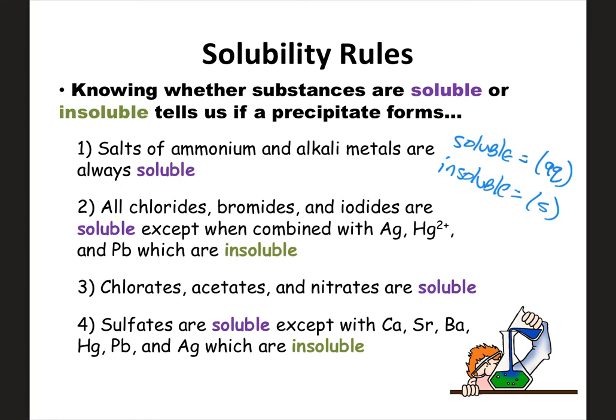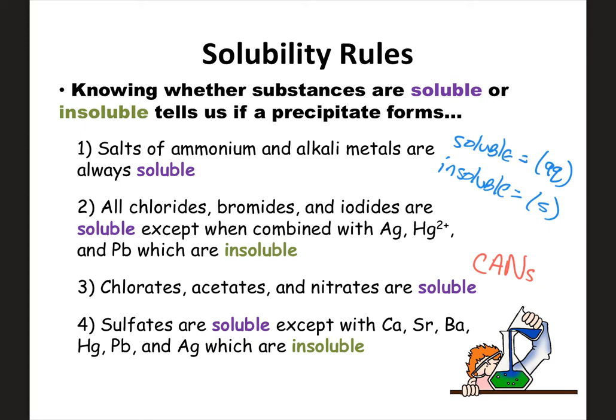Rule 3 is saying that chlorates, so ClO3 compounds, acetates, C2H3O2 compounds, and nitrates, NO3 compounds, are all soluble. Okay, so anytime you see NO3 in a compound, a nitrate, you automatically know it's going to dissolve, it's going to be aqueous. We call this rule the CANS rule, okay? Chlorates, acetates, nitrates.